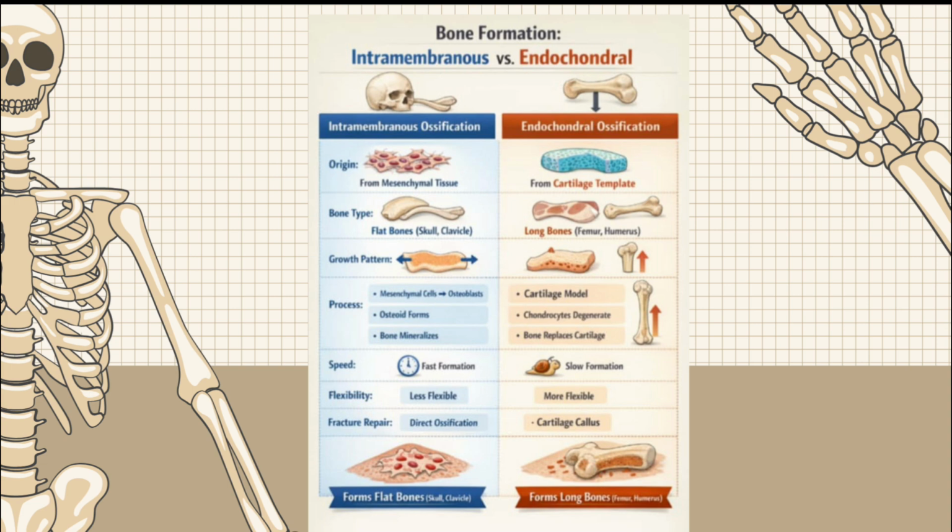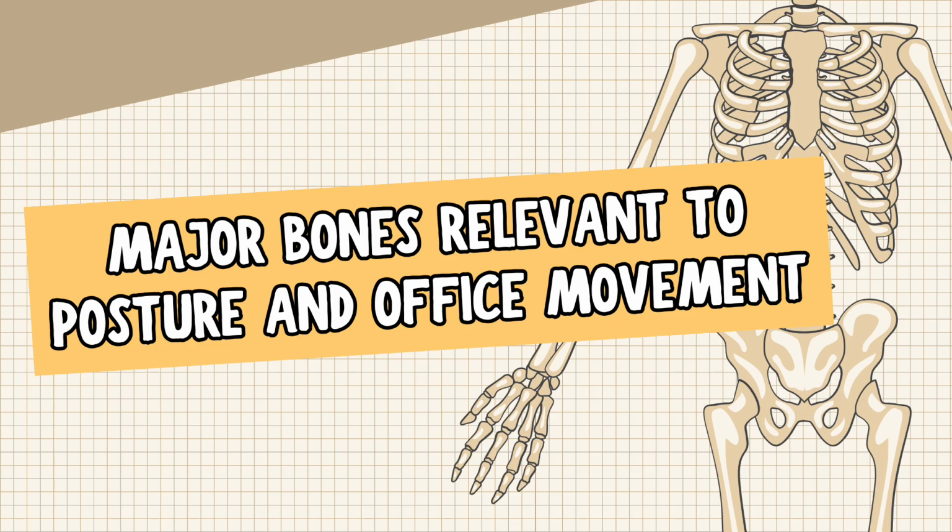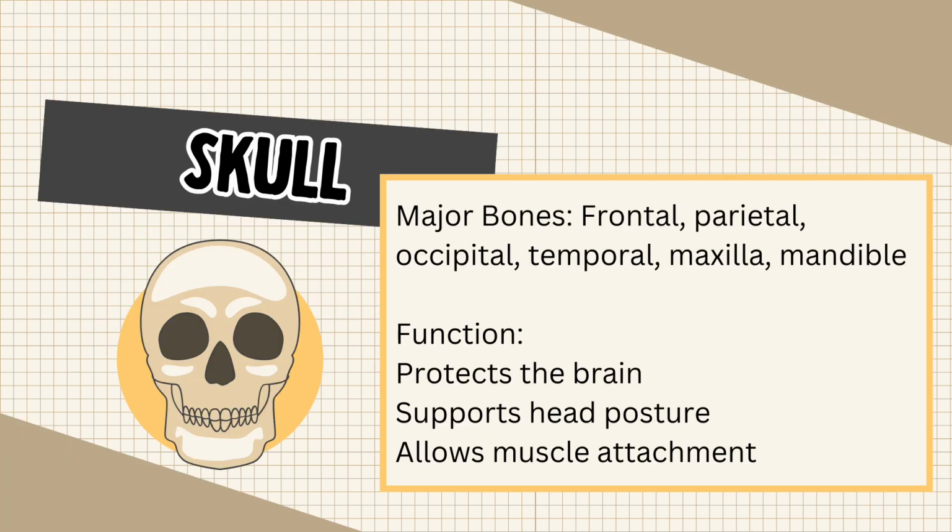Major bones relevant to posture and office movement. First, the skull. The major bones of the skull are frontal, parietal, occipital, temporal, maxilla, and mandible. The skull is made up of several bones that protect the brain from injury and form the structure of the face. It also provides attachment points for muscles used in chewing, facial expressions, and head movements.